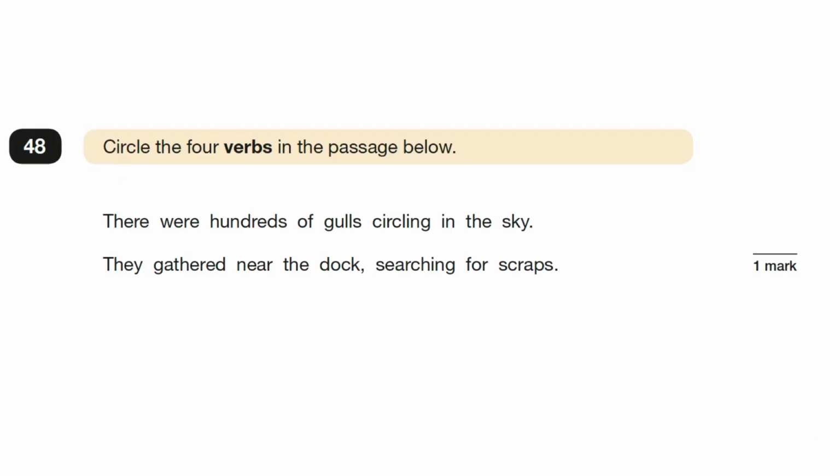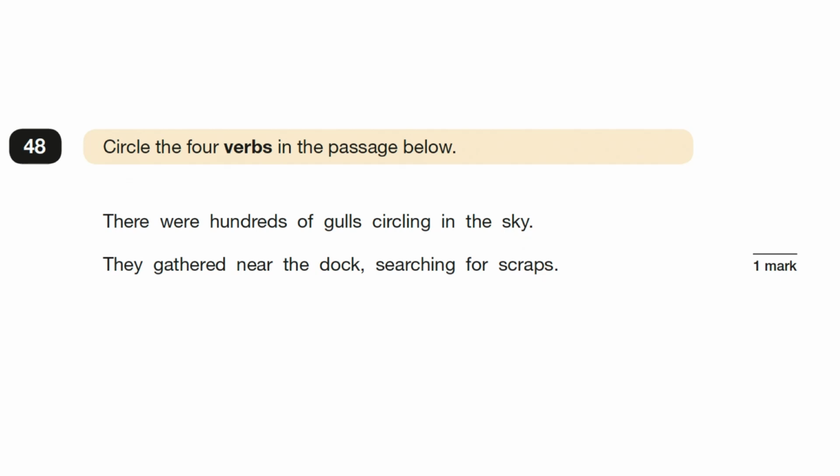So if we take a first look at this sentence, it's a bit extreme to have to circle 4 verbs. So circle the 4 verbs, so that's physical actions, mental actions, and states of being in the passage below. So let's see if you can spot them as we read them aloud. There were hundreds of gulls circling in the sky. They gathered near the dock, searching for scraps.